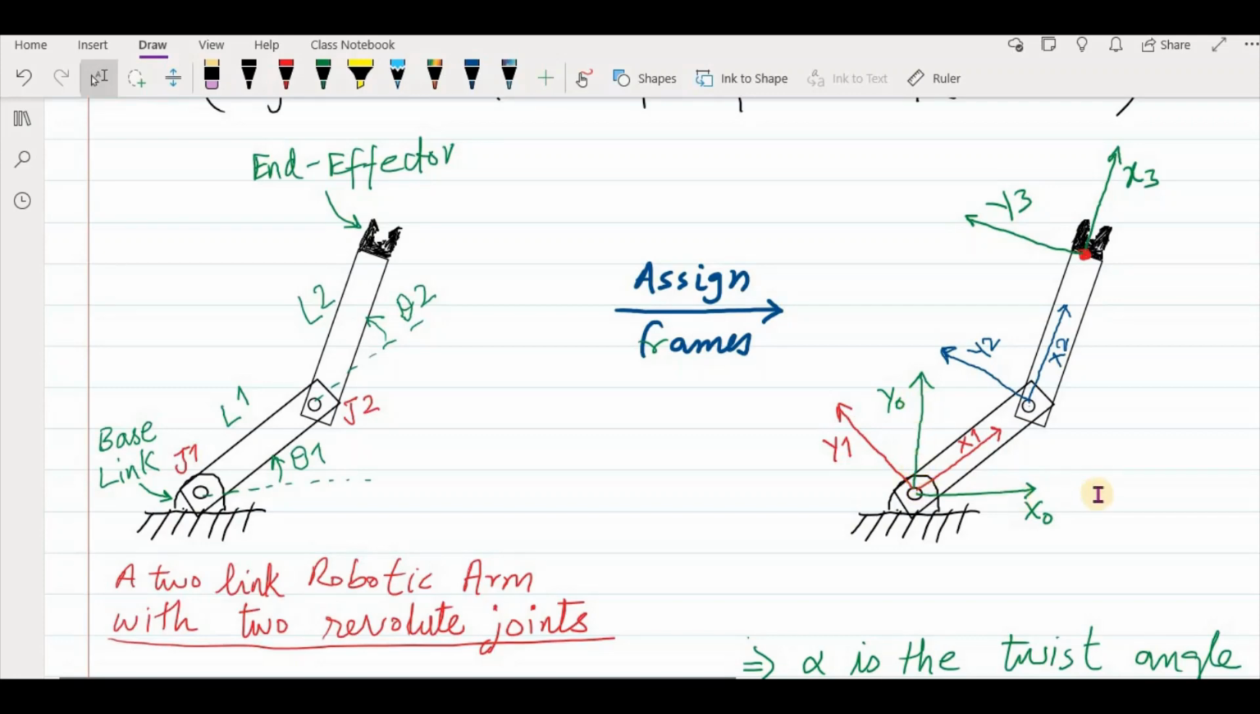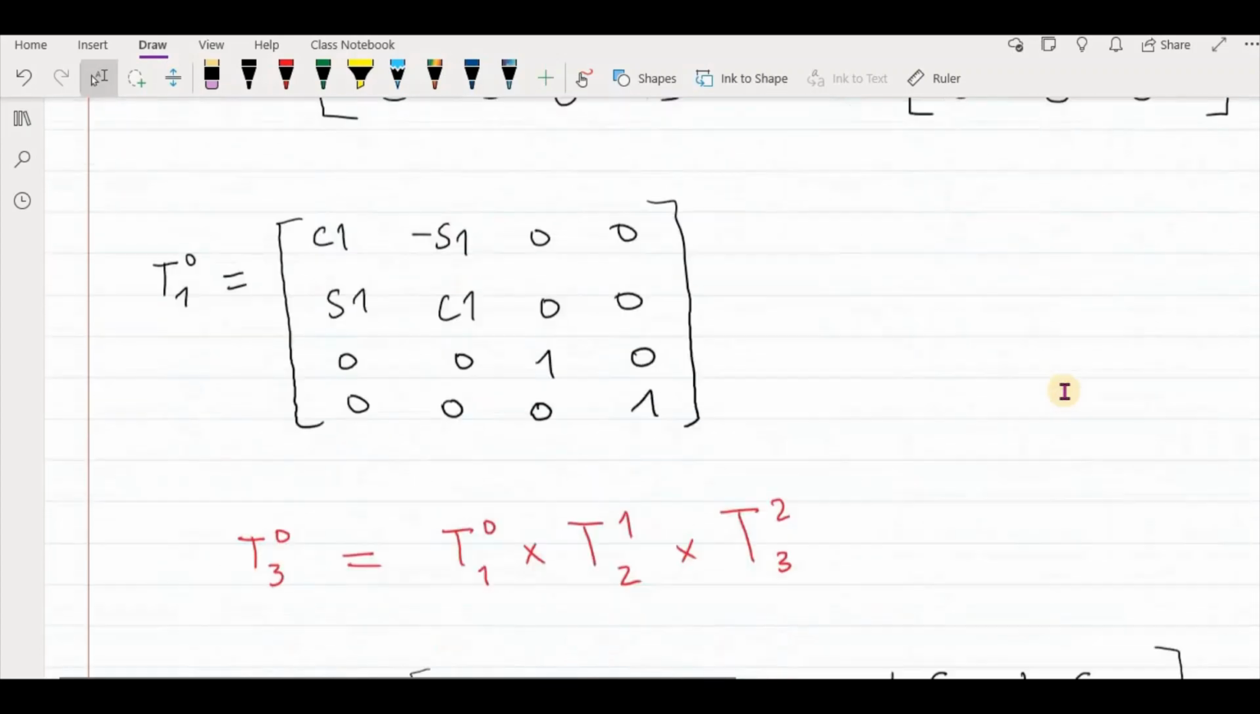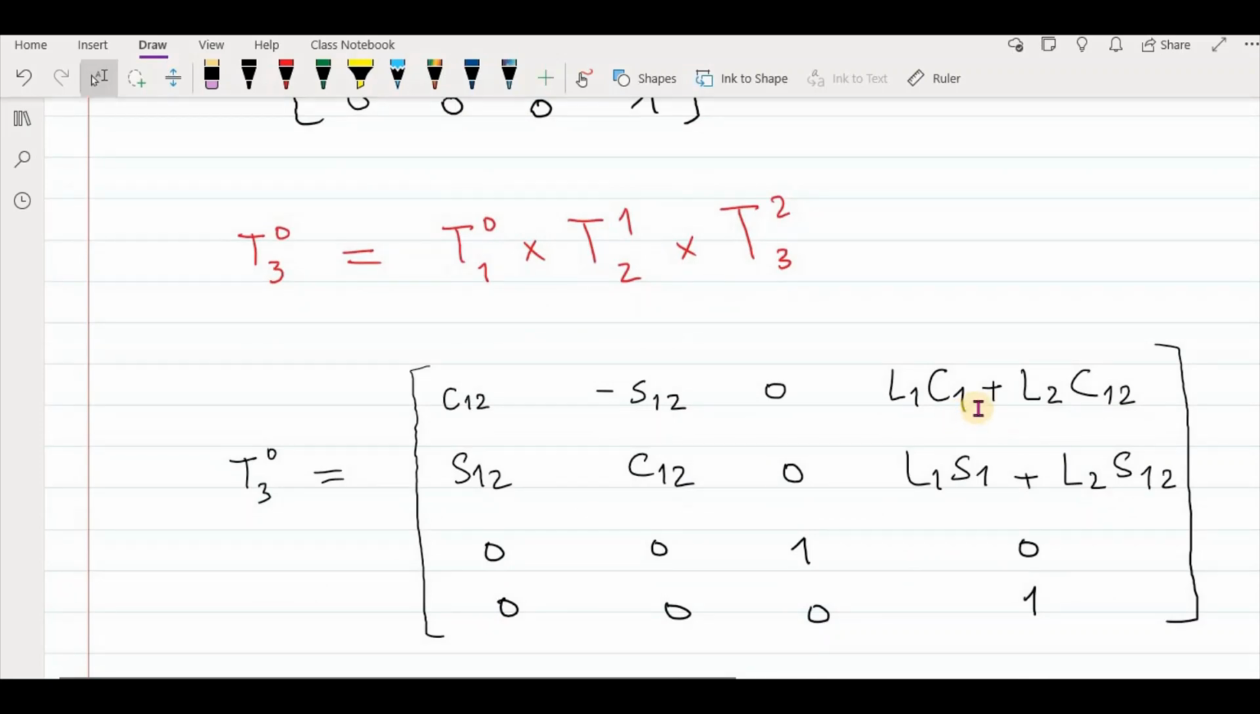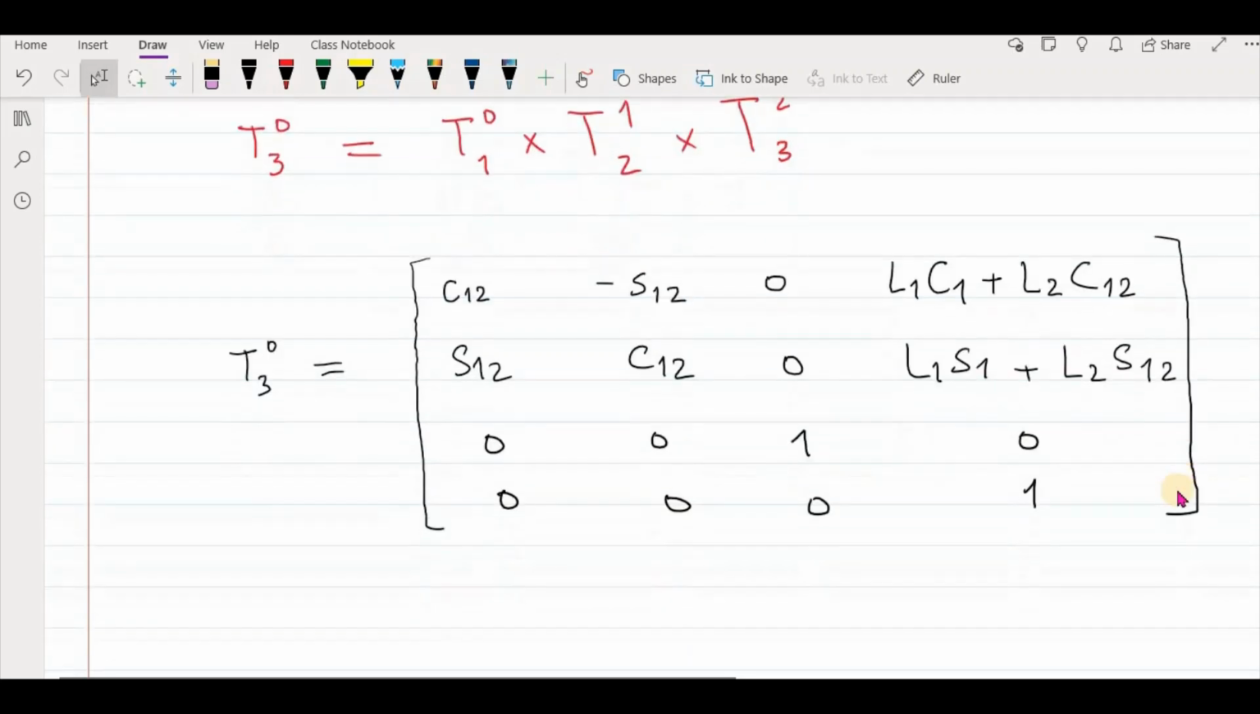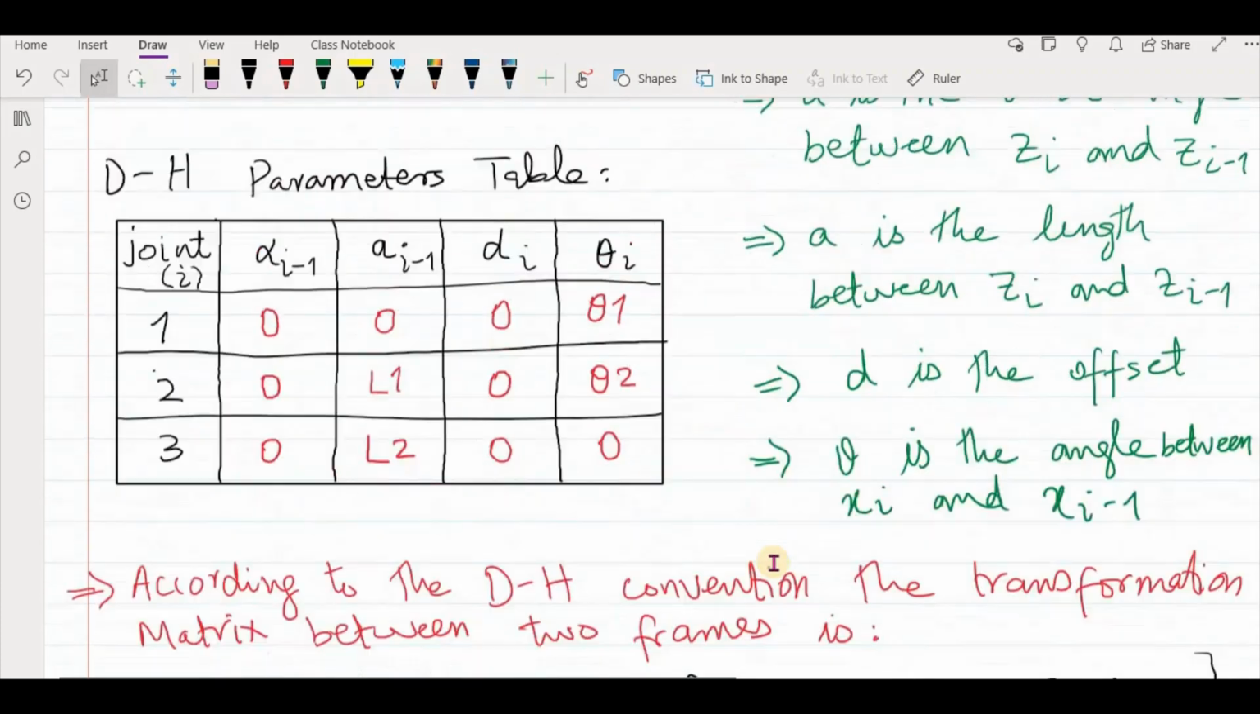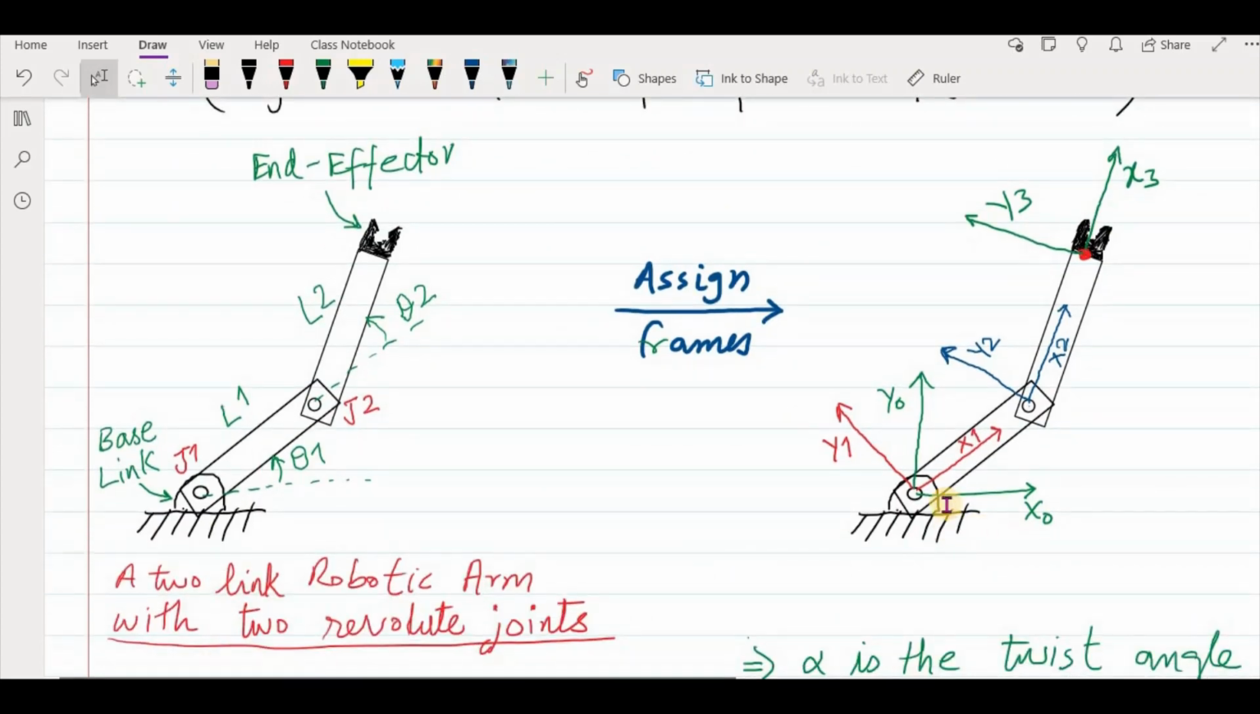You see that this is the reference axis and this is your final axis. You see that it is rotated about z-axis with respect to this reference axis, and the distance between them is L1 cosine of theta 1 plus L2 cosine theta 1 plus theta 2. And about the y-axis, this is this value. So this is how you find the position and orientation of your end effector with respect to your base frame.